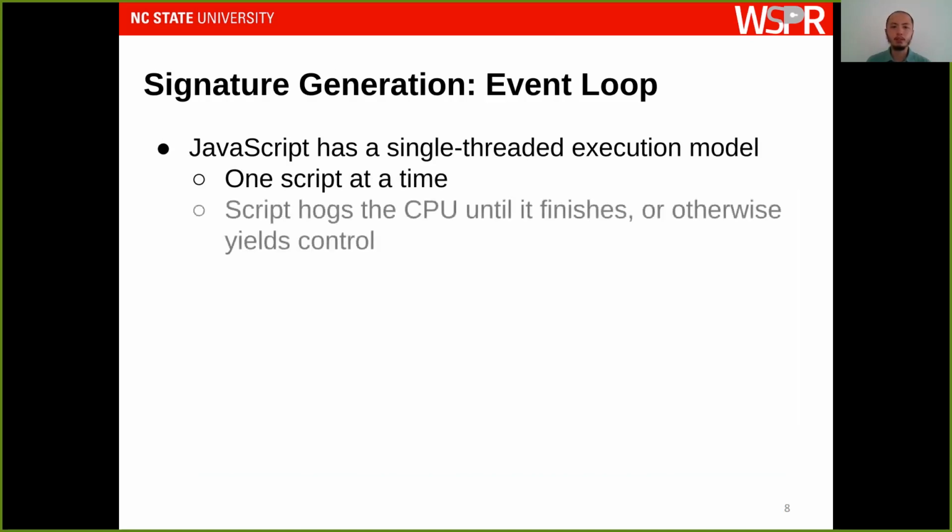And whenever a script is executing, it's going to monopolize the CPU until either it finishes or otherwise voluntarily yields control. So in this arrangement, whenever a script is given a chance to execute on the CPU, we refer to this as the script being given one turn on the event loop.